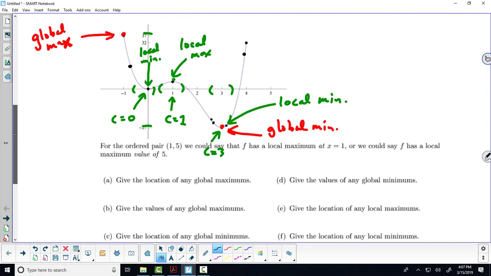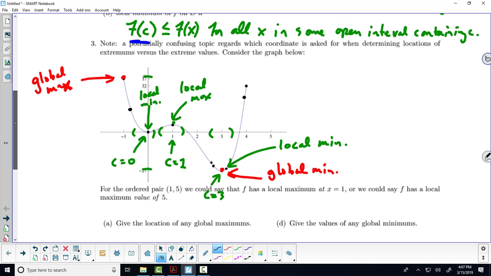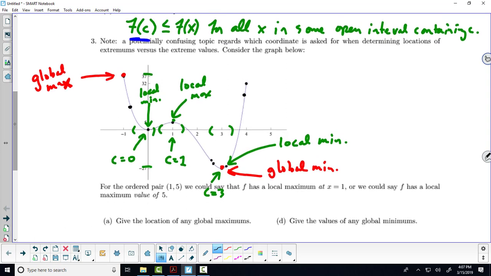Hopefully that clarifies the difference between a global max and a local max, and a global min and a local min. Let's just summarize that. To be a global max, you have to be the greatest point around the entire domain of the function. So this is a global max because there are no other y values in the function larger than it. To be a local max, like we have here, you just have to be able to construct some open interval, like I did right here, for which that particular x value returns the highest y value in that interval.